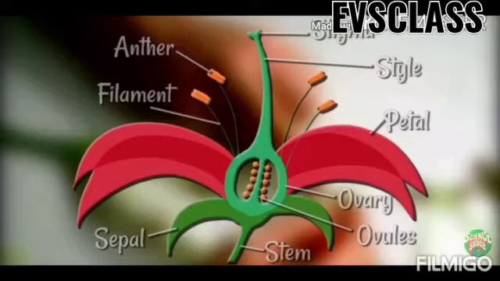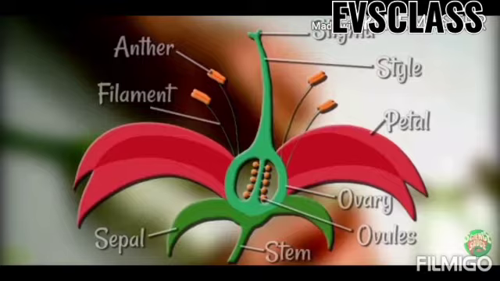Hello, my dear students. Today we are going to study the parts of the hibiscus flower, which is a complete flower with both male and female reproductive parts. I am going to dissect it and show you the different parts of the flower.